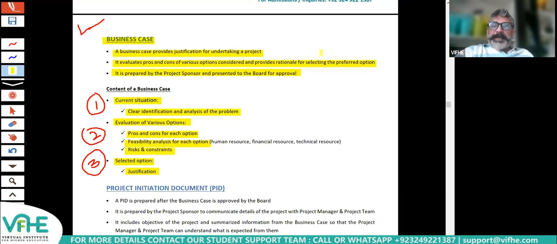Anyway, so now you understand the concept of business case. It's basically a justification for a project. We look at options and then we select the option and ultimately the board approves. Is that clear now? Keep it very simple. Don't complicate things. Keep it very simple.